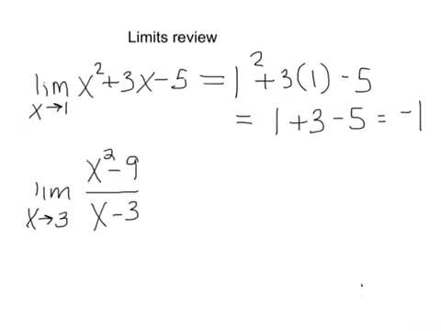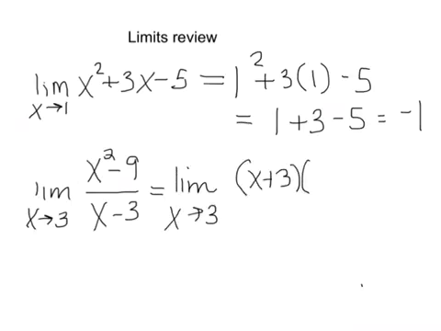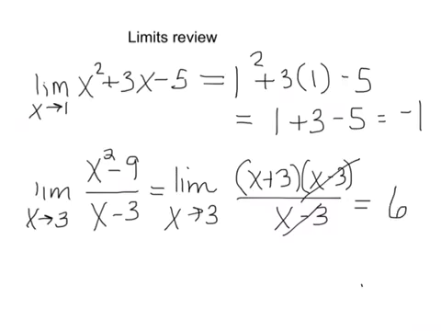Now, sometimes when we try direct substitution, we get something that's undefined. For example, if we put 3 in here, we would have 0 over 0. So the first thing we can do, we can factor this x squared minus 9. So this is going to be the same as the limit as x goes to 3 of x plus 3, x minus 3 over x minus 3, and we can reduce this, cancel out the x minus 3, and then we can use direct substitution. So we plug the 3 in, and we would have 3 plus 3, or 6. So our limit there would be 6.